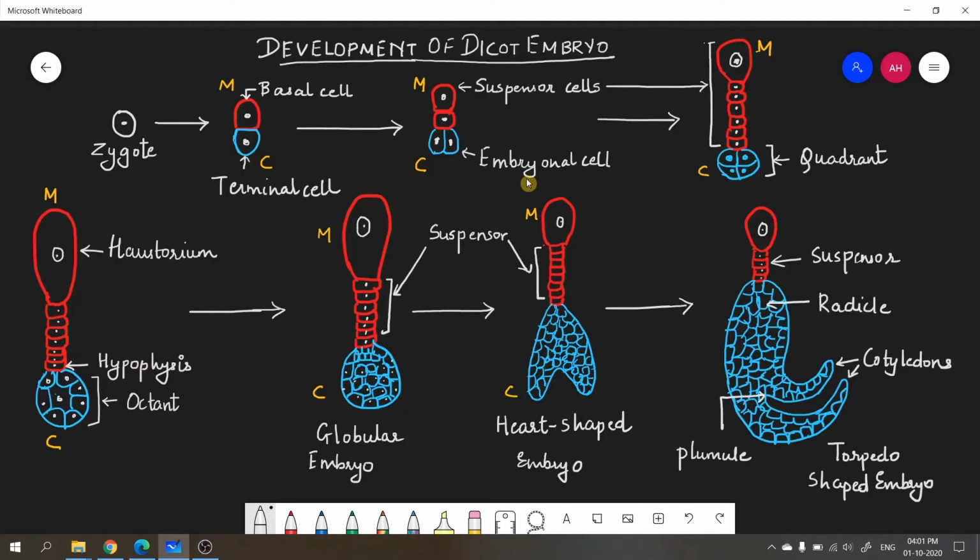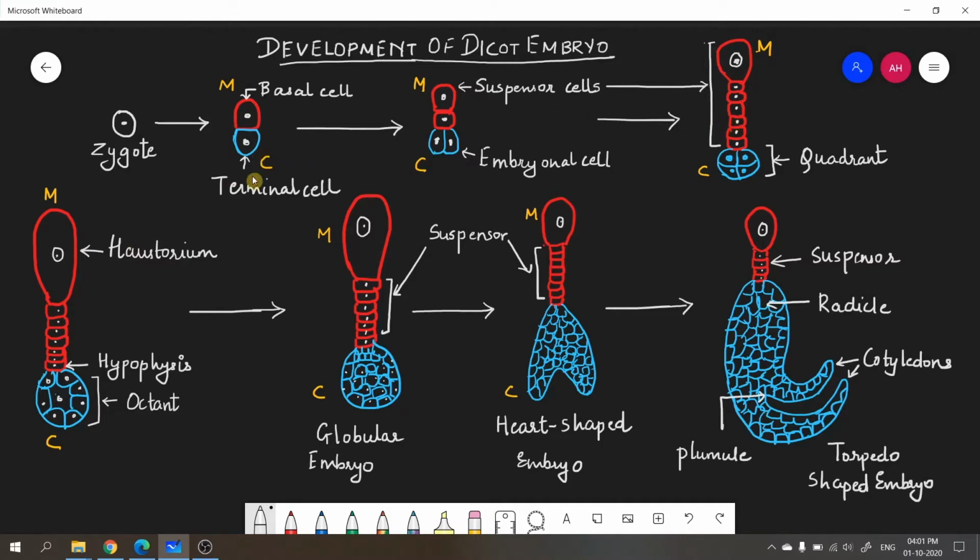Now, what is the role of suspensor here? This entire suspensor anchors the embryo to the endosperm. Right? This is the embryo. This is the part that is going to give rise to the embryo. So what is the role of suspensor shown in red here? It anchors the embryo to the endosperm, also kind of pushes the embryo towards the endosperm so that the embryo can absorb nutrients from it. Right. Now that was about suspensor.